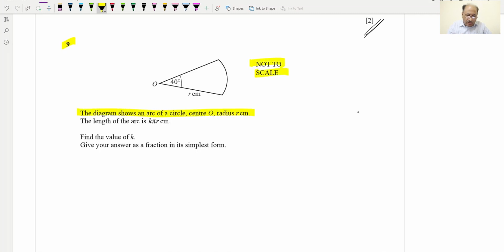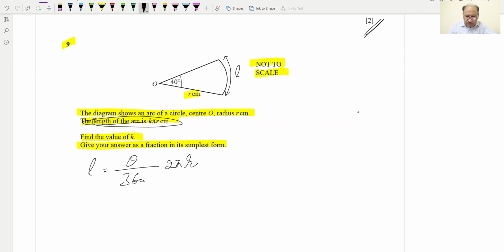The diagram shows an arc of a circle, center O, radius r, and the length of the arc is k pi r. Find the value of k and give your answer as a fraction in simplest form. So we know the length of arc, which we are representing by L, and we have the formula theta over 360 into 2 pi r. This is the arc length formula.